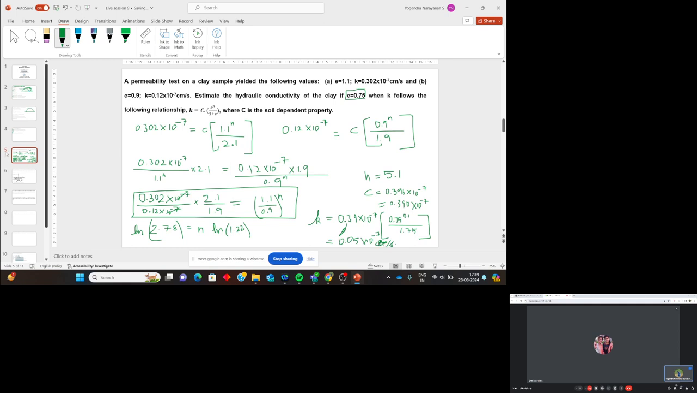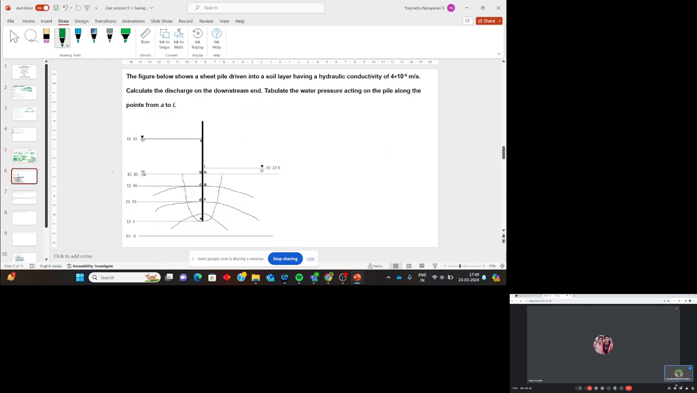Okay, so now let us move to the next question. Okay, sir. The figure below shows a sheet pile driven into a soil layer having hydraulic conductivity of 4 into 10 power minus 6 meter per second. Calculate the discharge on the downstream end. Tabulate the water pressure acting on the pile along the points from A to I.